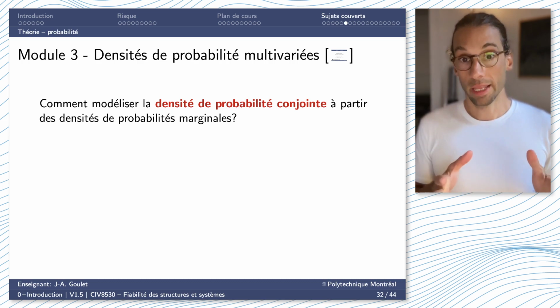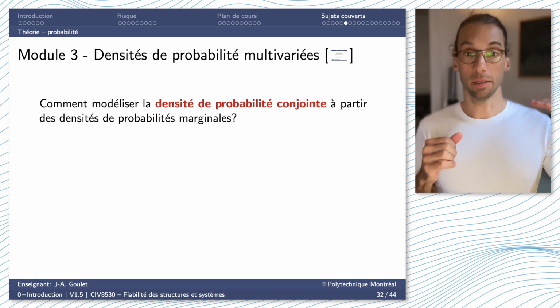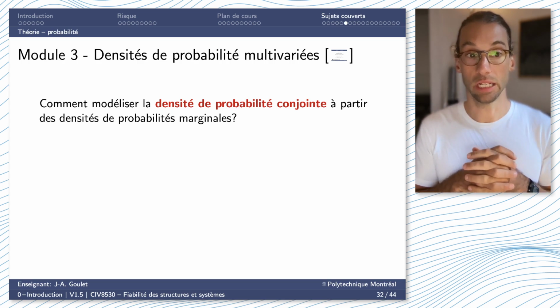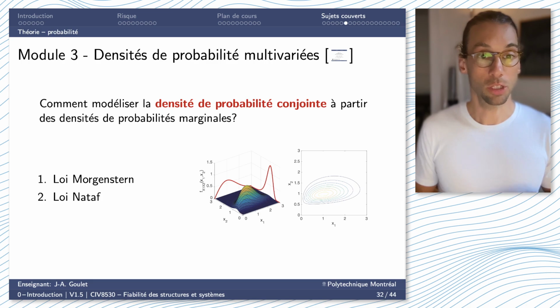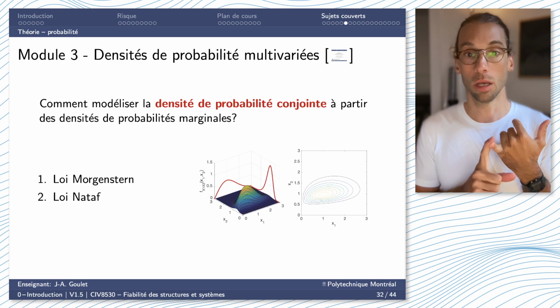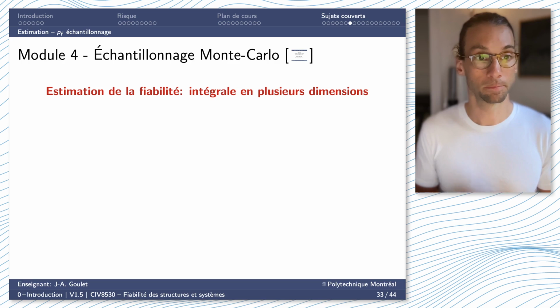So before going there, in module 3, we're going to see how, from the knowledge about univariate probability density functions, we can build multivariate probability density functions. We are going to see this through 2 methods, either the Morgenstern method or the Nataf method.